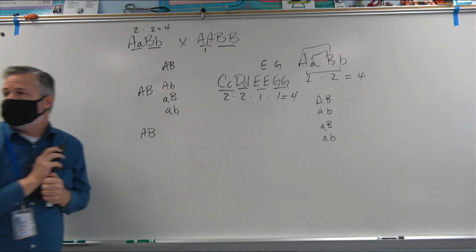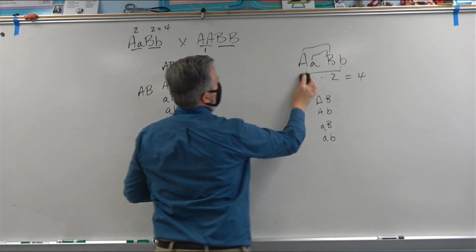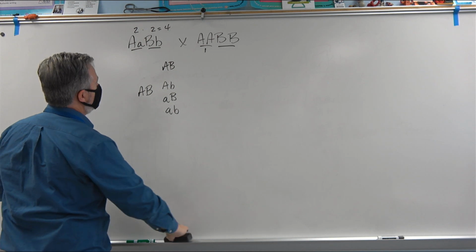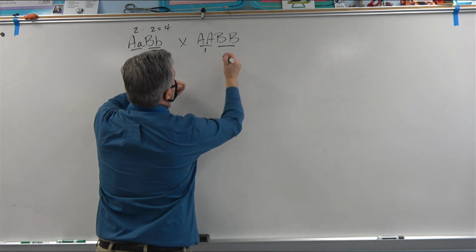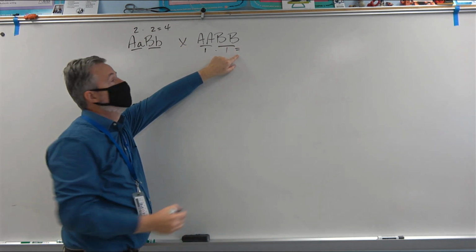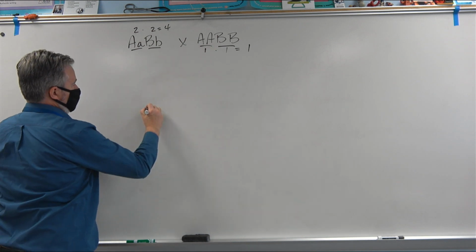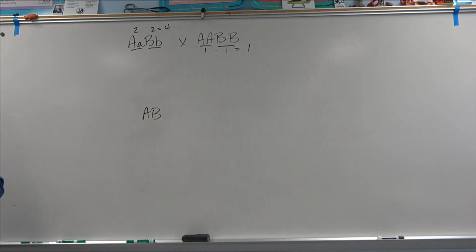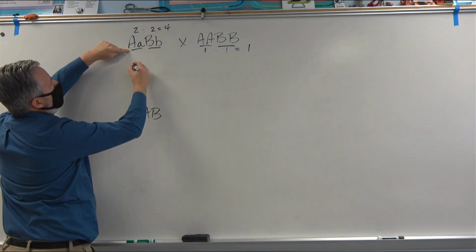I'm going to erase. All righty. So that means, I'm going to come back to here. So that means here, how many types of gametes can this make? Make 1. What's the gamete that it can make? That's the only one it can make. So far, so good? All right, here, how many types of gametes can this one make? 4. What are they?